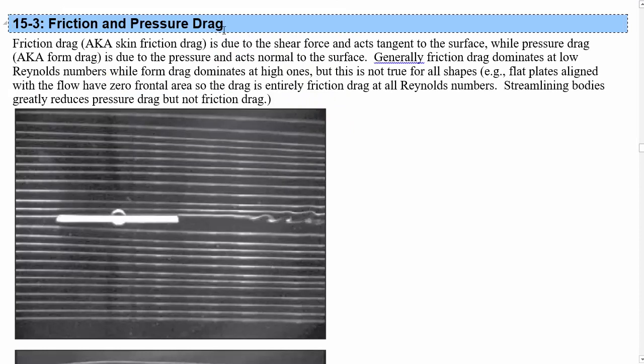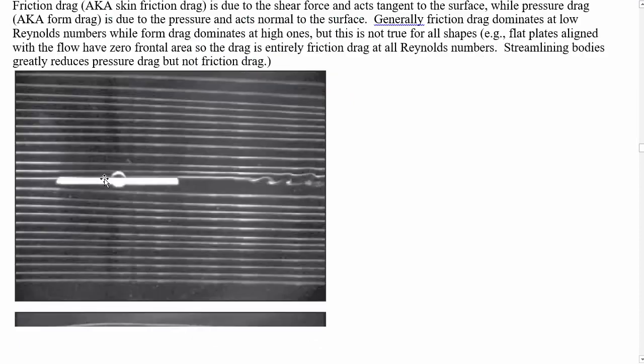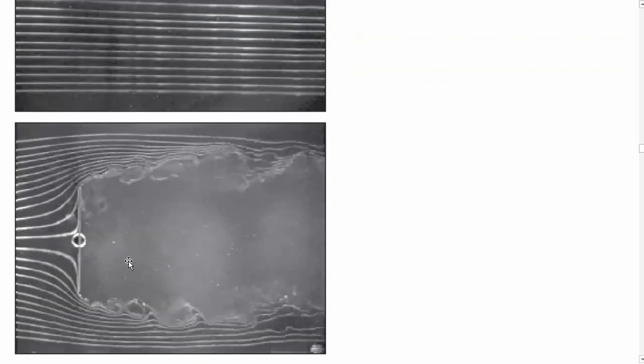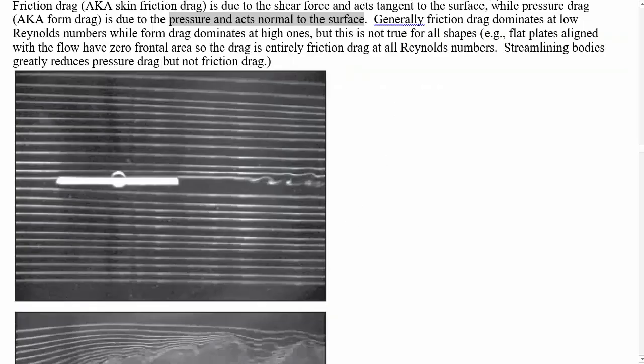15.3, friction and pressure drag. As we mentioned in the last section, friction drag, aka skin friction drag, is due to the shear force and acts tangent to a surface, while pressure drag, also known as form drag, is due to the pressure and acts normal to the surface. Generally, friction drag dominates at low Reynolds numbers, while form drag dominates at high ones, but this is not true for all shapes.